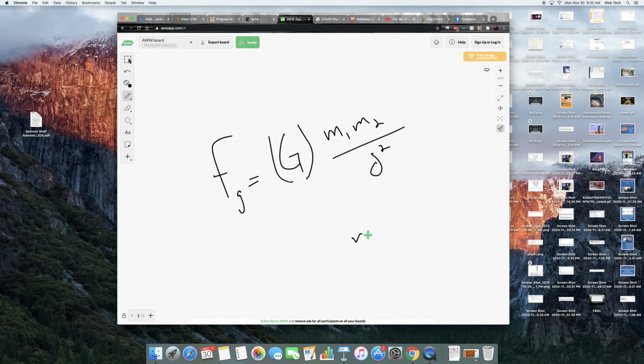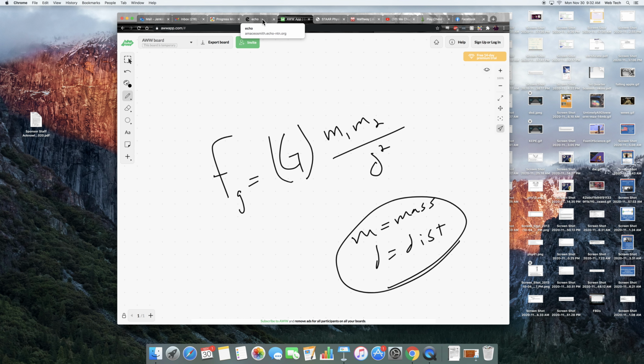So m is mass, right? And guess what d is? Of course, that's distance or displacement. So these two things are in the equation. These two things are the things that matter. Those are the variables that determine something's gravitational attraction to another thing.